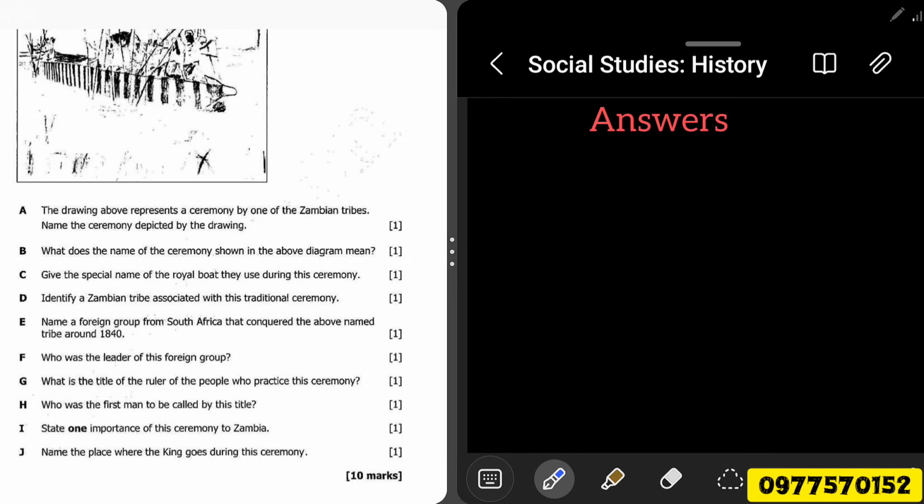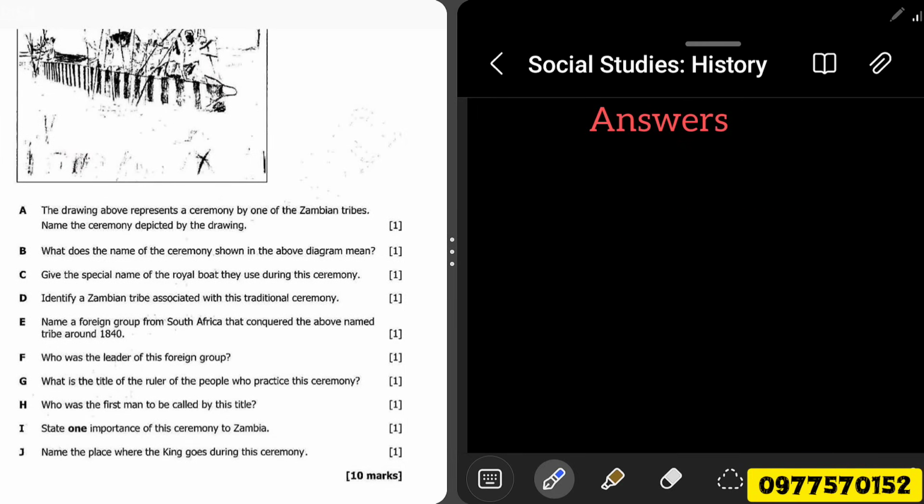J. Name the place where the king goes during this ceremony. Okay, so the king goes to Limulunga. It comes from Lealui. The Lozi kingdom has two capitals. The first one is Lealui, the second one is Limulunga. So during the Kuomboka ceremony, the king of the Lozi people travels from Lealui to Limulunga. So the answer here is Limulunga. Are we together, people?